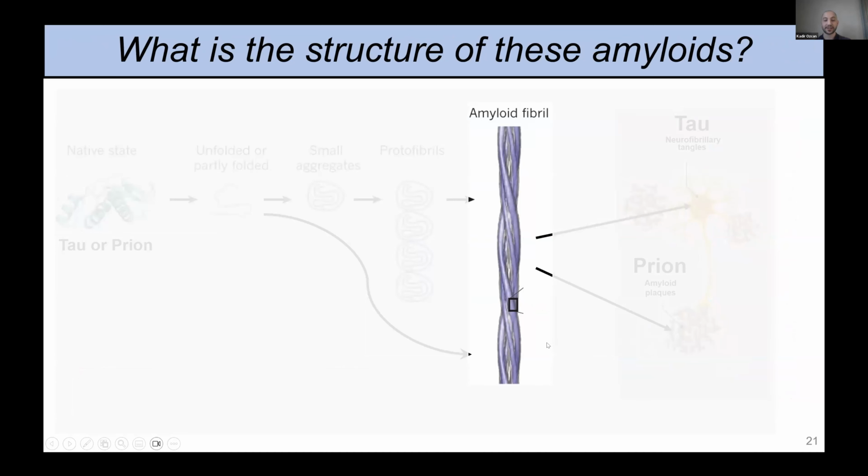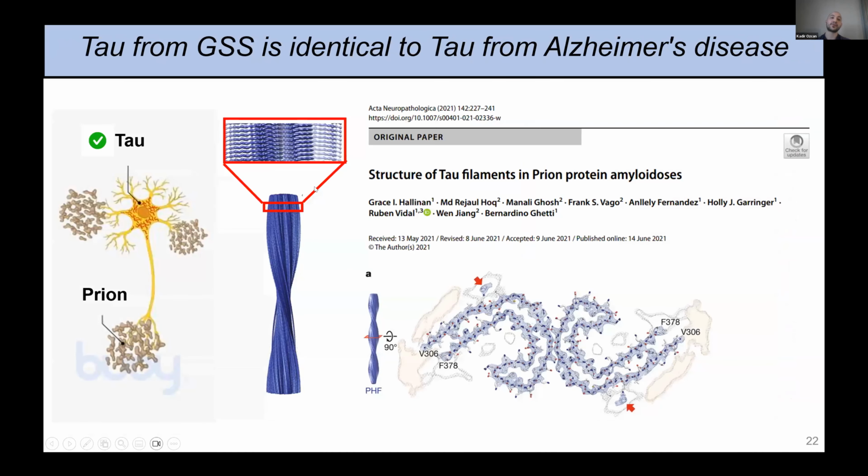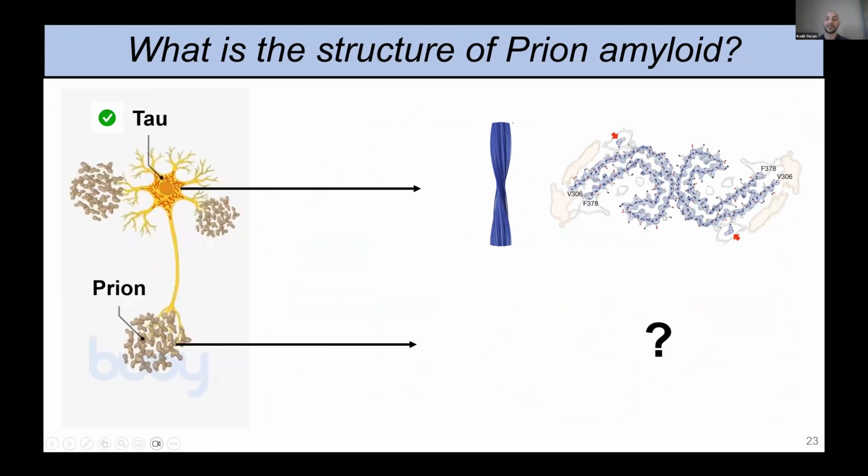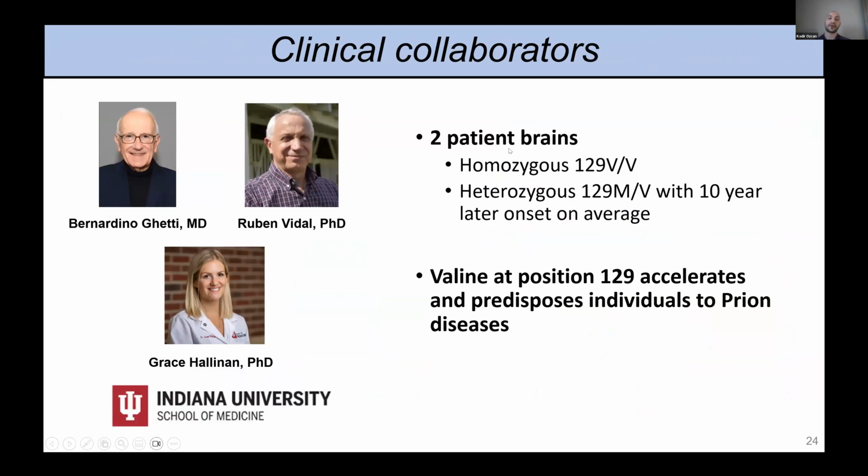So the question is, what is the structure of these amyloids? In recent work from our group, we saw the structure of the tau filaments from within the cells, and we found that the structure is identical to the tau found in Alzheimer's disease. The question is, what is the structure of the prion amyloids from this disease? So with our collaborators from Indiana University, they sent us 2 patient brain samples, one homozygous at position 129 for valine, and one heterozygous at position 129. Something to note is that the valine 129 accelerates and predisposes individuals to prion diseases.